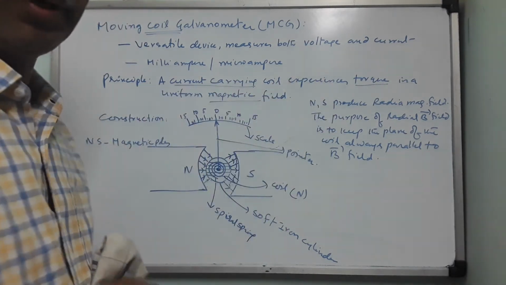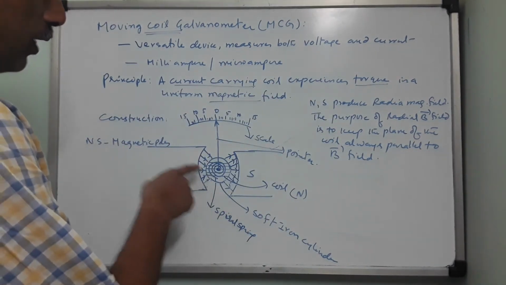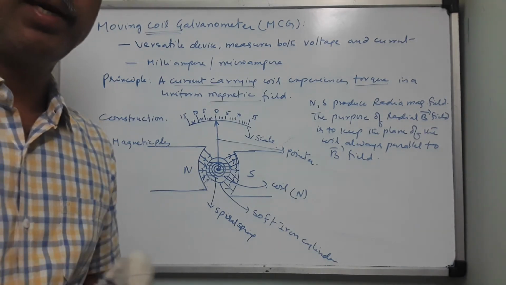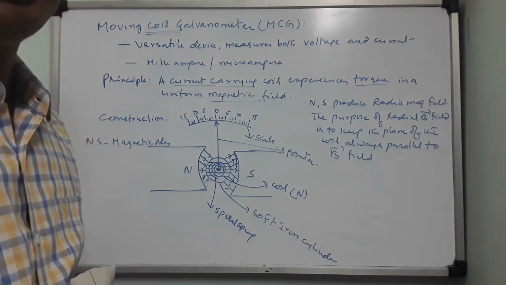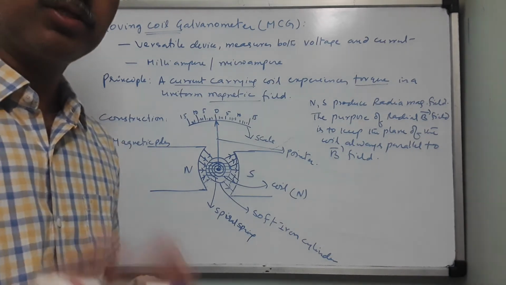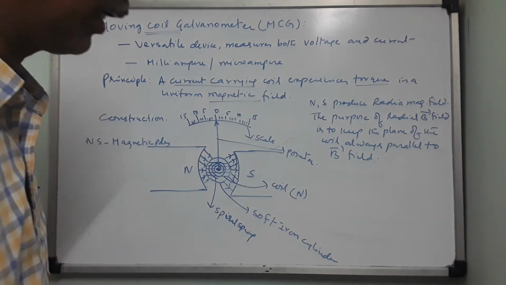So this is the description. One more thing we are using is a soft iron cylinder. Why are we using a soft iron cylinder? Soft iron is a ferromagnetic material. It has a very high permeability and susceptibility of magnetism. Therefore it will increase the strength of the magnetic field at the side of the coil.